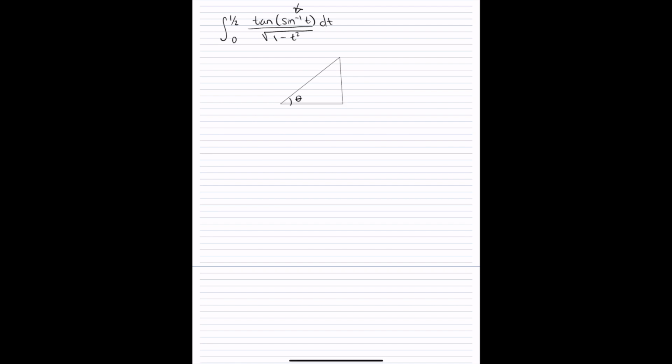Theta. So we got opposite, adjacent, and hypotenuse. So let's go ahead and put sine inverse t is equal to theta. We want to isolate t, so we're going to put sine on both sides. Sine theta. So sine and sine inverse would cancel. So t is equal to sine theta.